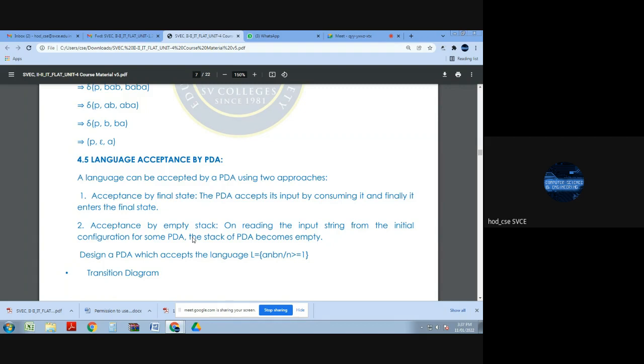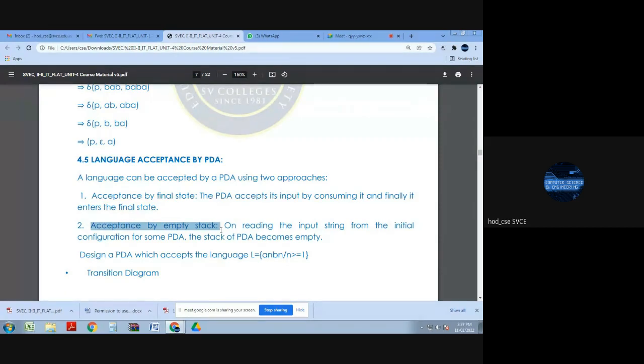So that is one method, acceptance by final state. And coming to the next one, acceptance by empty stack. Not only by reaching the final state, we can also give the acceptance of a string by emptying the stack. This is an extra method because we are additionally using one more element called the stack. So by emptying the stack also, we can give the acceptance of a pushdown automata.